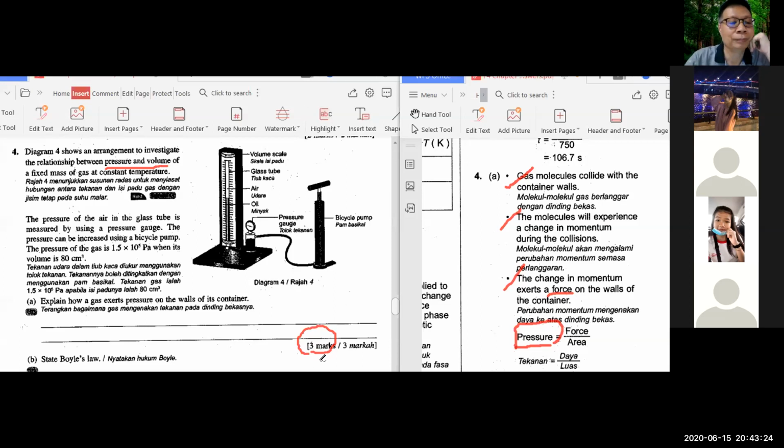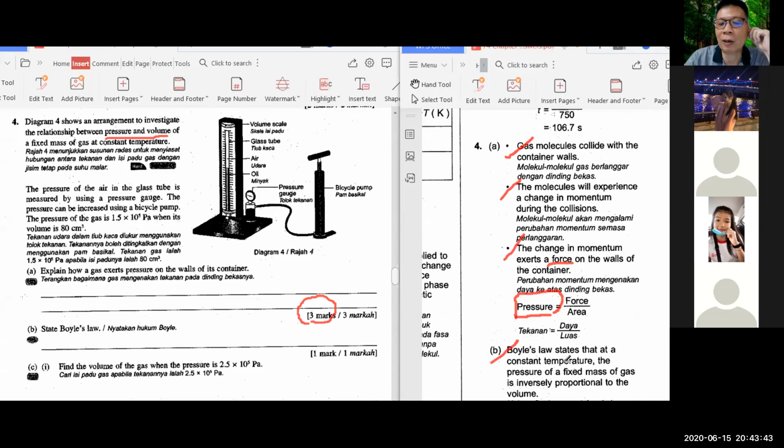Okay, next one. State Boyle's law. Boyle's law, you must know. It's a must. All the Form 4 students must know what is Boyle's law. Okay, so I don't want to talk anymore. You check the answer now. Now, Boyle's law is here.